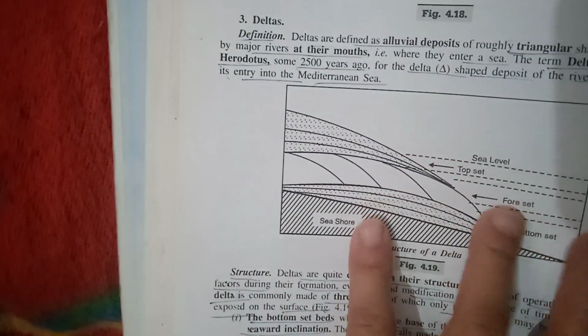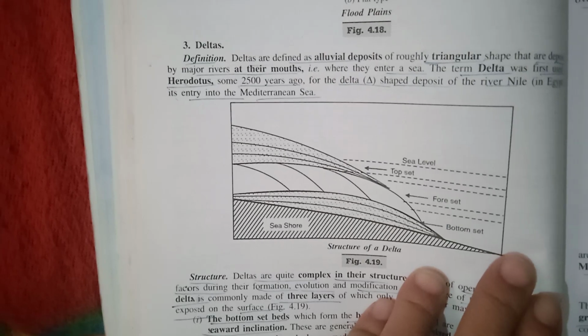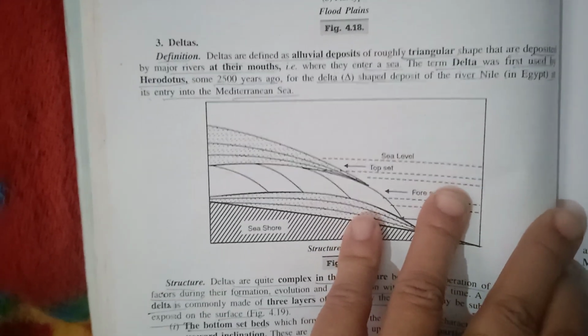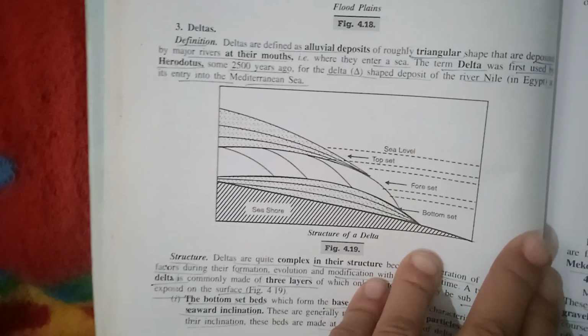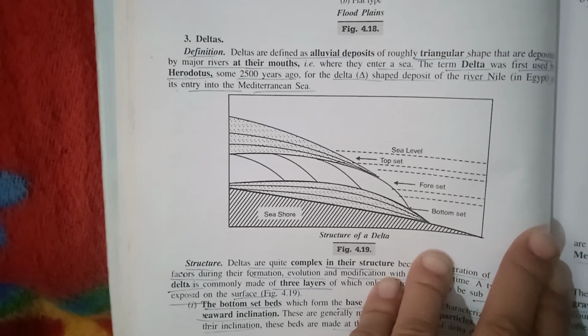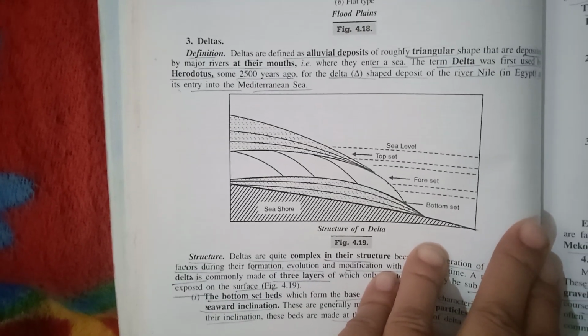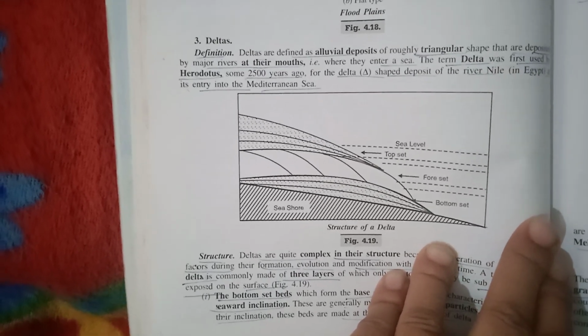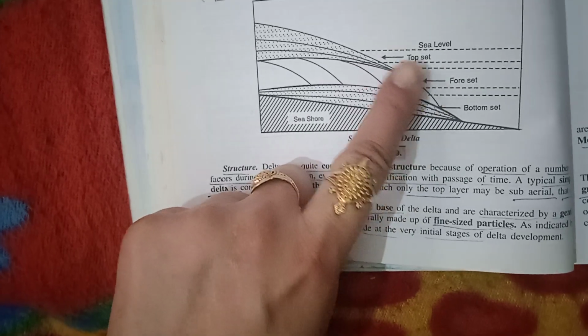So, deltas. These are important definitions. Deltas are defined as alluvial spans of roughly triangular shape that are deposited by major rivers at their mouth, for example where they enter the seas. The term delta was first used by Herodotus some 2500 years ago for the delta-shaped deposit of the river Nile in Egypt at its entry into the Mediterranean Sea. So, these pictures: bottom set, fore set, top set, sea level.